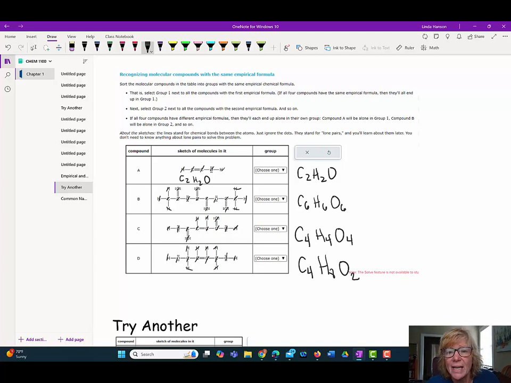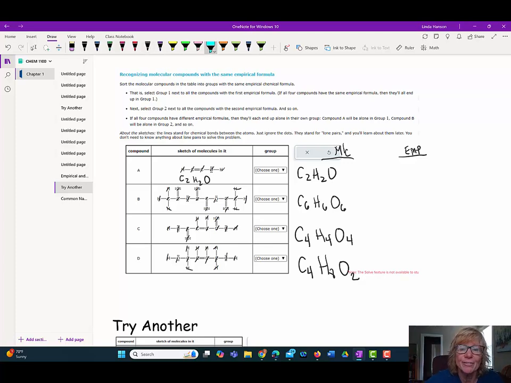So here I've written out what we're going to call the molecular formulas for each of those individual molecules that were drawn for us, showing connectivity, bond line structures or Lewis dot structures, heading our way next chapter. What we want to do, and we're told to do, is to find the empirical formula for each, and then see if you notice any that are identical and group those together.